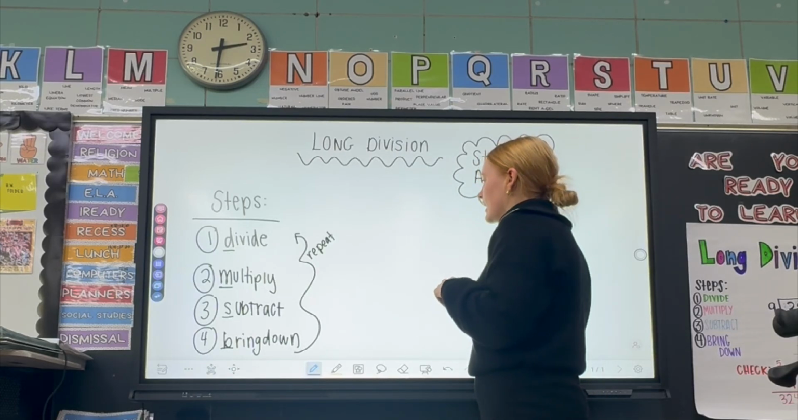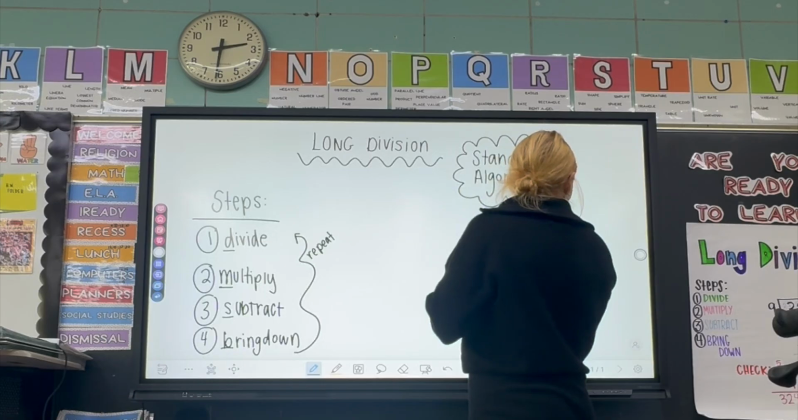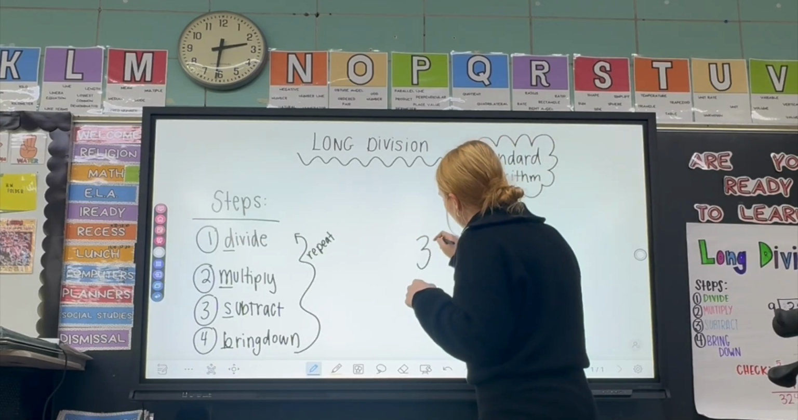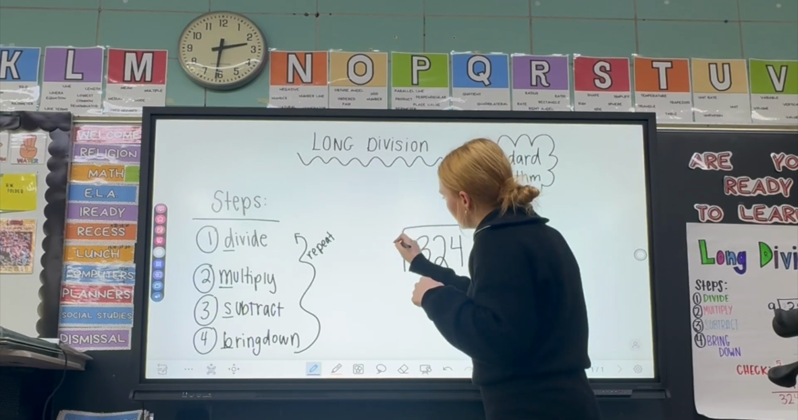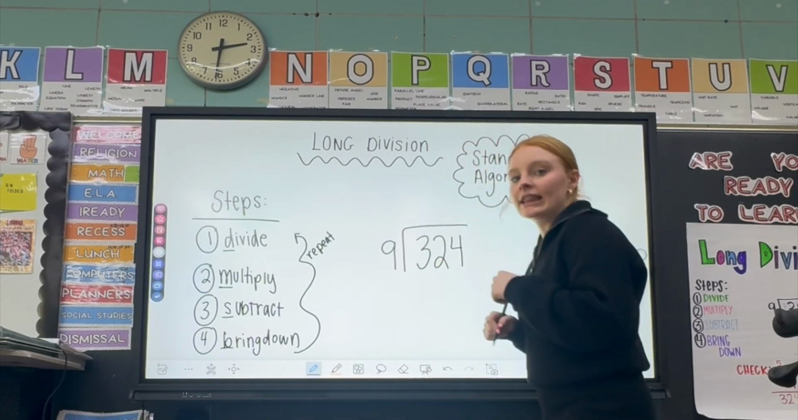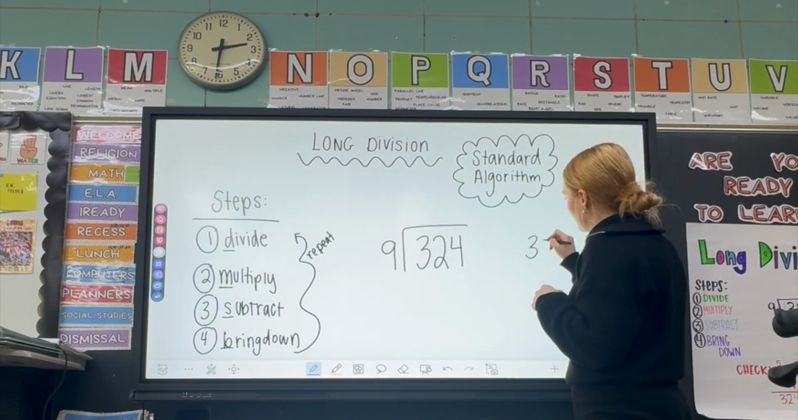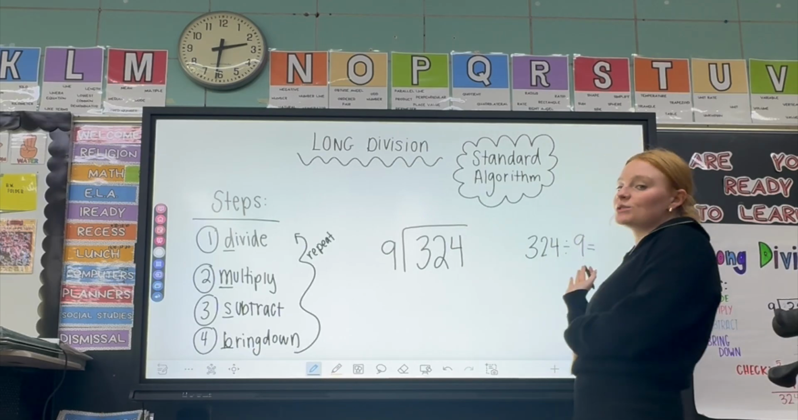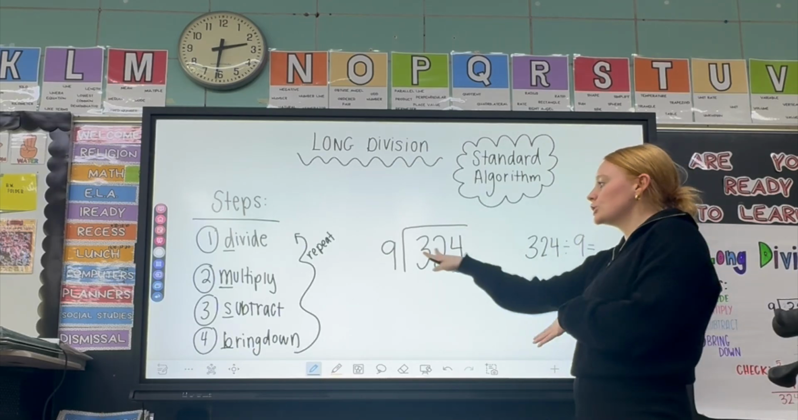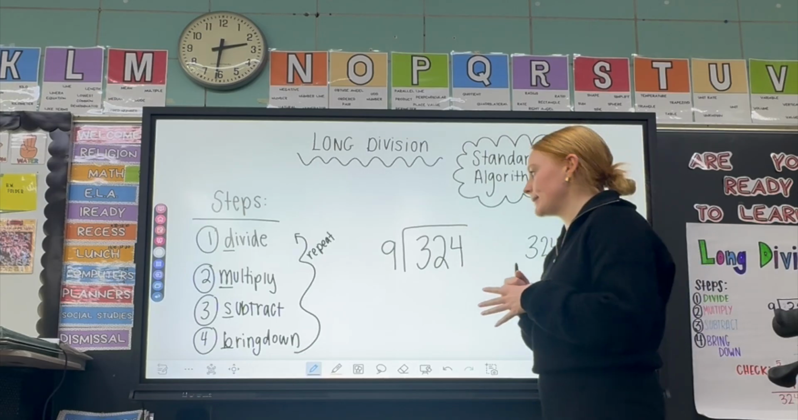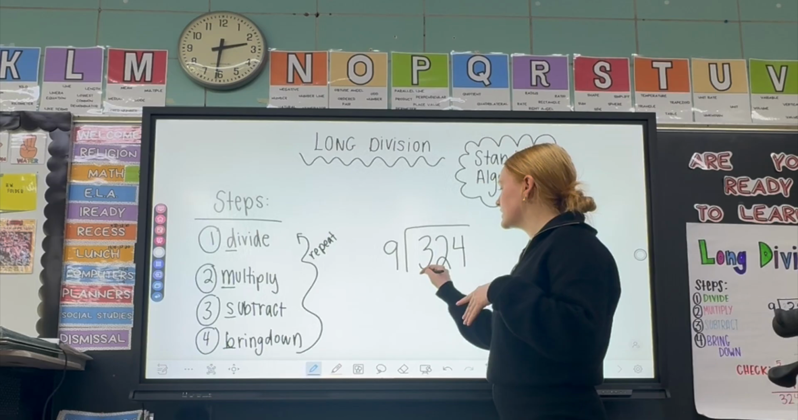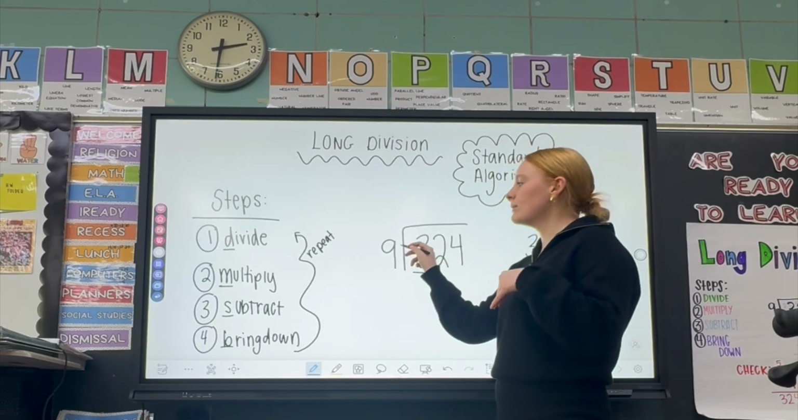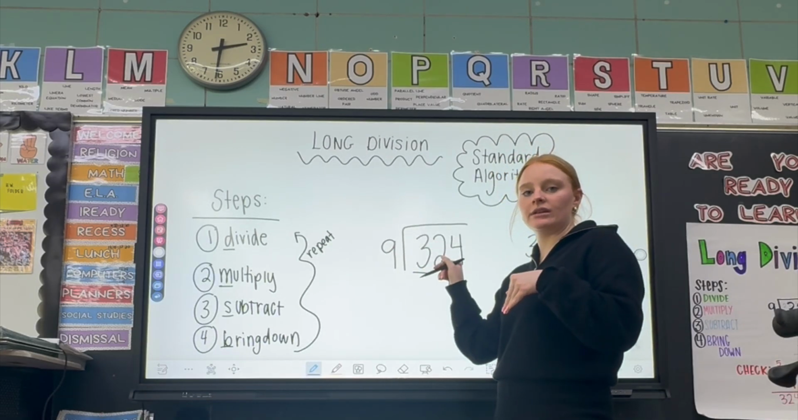Now let's think of a number. Let's take 324 divided by 9. This is another way to write 324 divided by 9. But we can't do that in our head. That's far too big of a number. So we need to write it out like this and follow our steps. Our first step is to divide. So we're going to look at this first number and say, how many times can 9 go into 3?